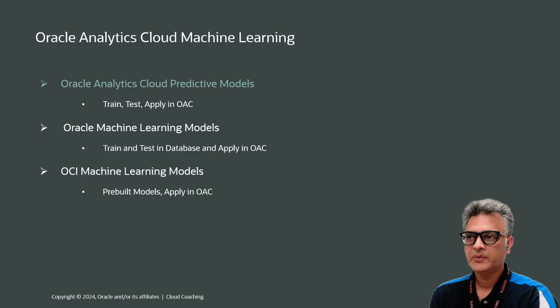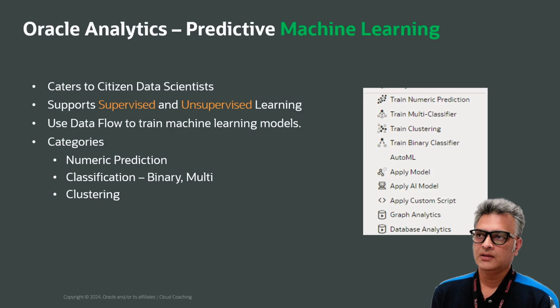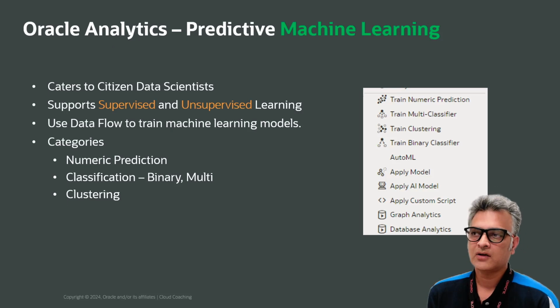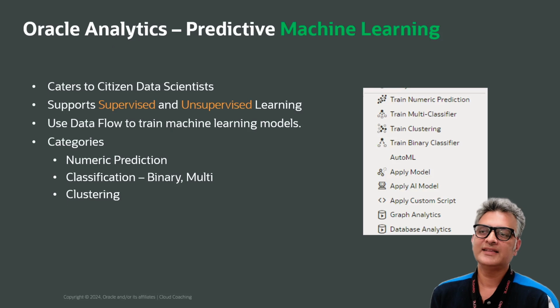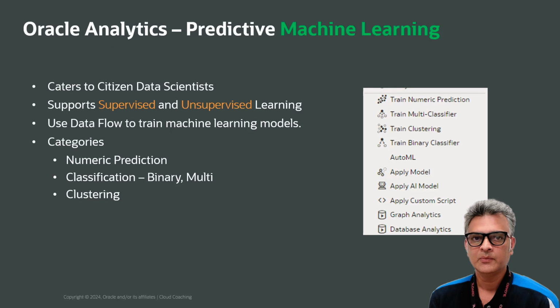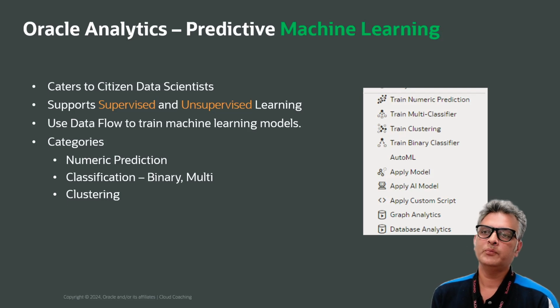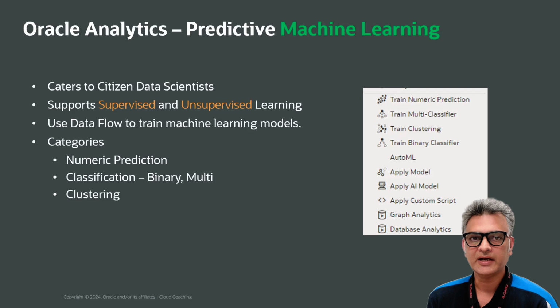In today's session, we will be talking about Oracle Analytics Cloud predictive models. The predictive machine learning capabilities within Oracle Analytics Cloud primarily cater to citizen data scientists. By citizen data scientists, what we mean is business analysts who understand the data within an enterprise very well, but might not have deep technical expertise to build machine learning models using programming languages. So the idea is to provide business analysts an easy-to-use interface using which they can build machine learning models, understand the data better, and maybe ask better questions.